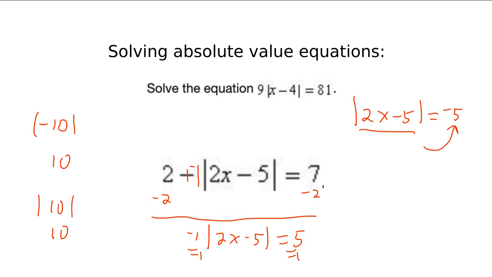Can't happen. So if you ever isolate your absolute value and it's a negative number, there's no solutions. You can't take an absolute value of something and get a negative number. That's impossible because an absolute value is always positive. So you just got to be real careful. That is a tricky problem.